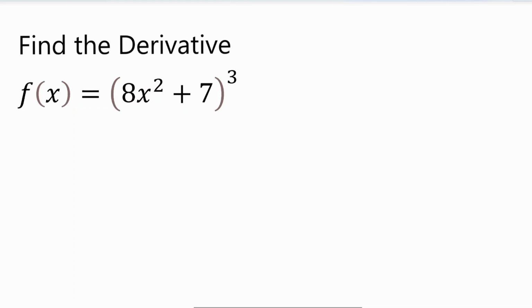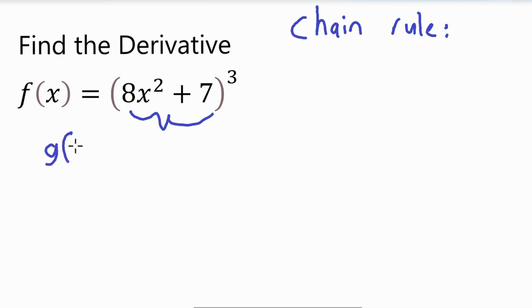Alright? Instead, since this is a function inside another function, we have to use a certain rule called the chain rule, okay? The chain rule. And this chain rule is used whenever you have a function inside another function. So this may be written as one function, but notice how there are layers to this function. So I'm going to separate this function here. I'm going to take out this 8x squared plus 7, and I'm going to call it g of x. So g of x is equal to 8x squared plus 7.